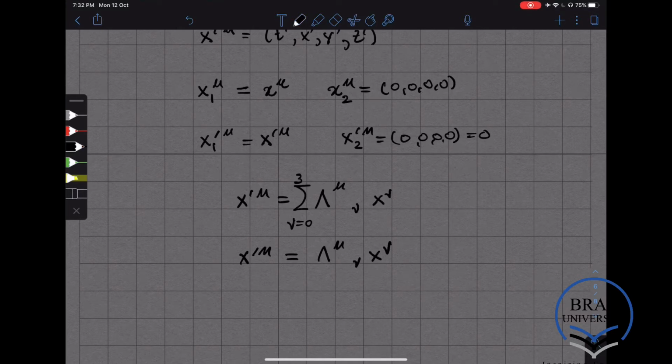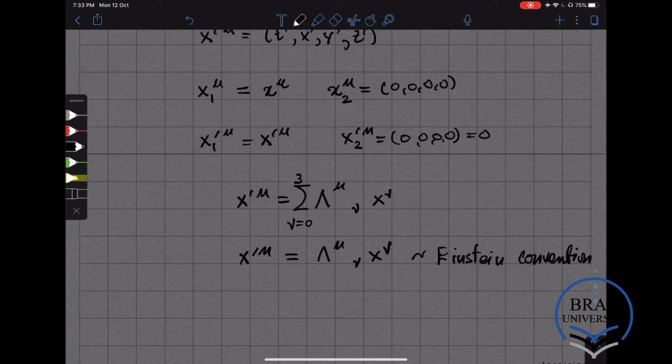In this convention, where we imply a sum for repeated indices, is known as the Einstein convention. And Einstein called this the most useful invention of his life.